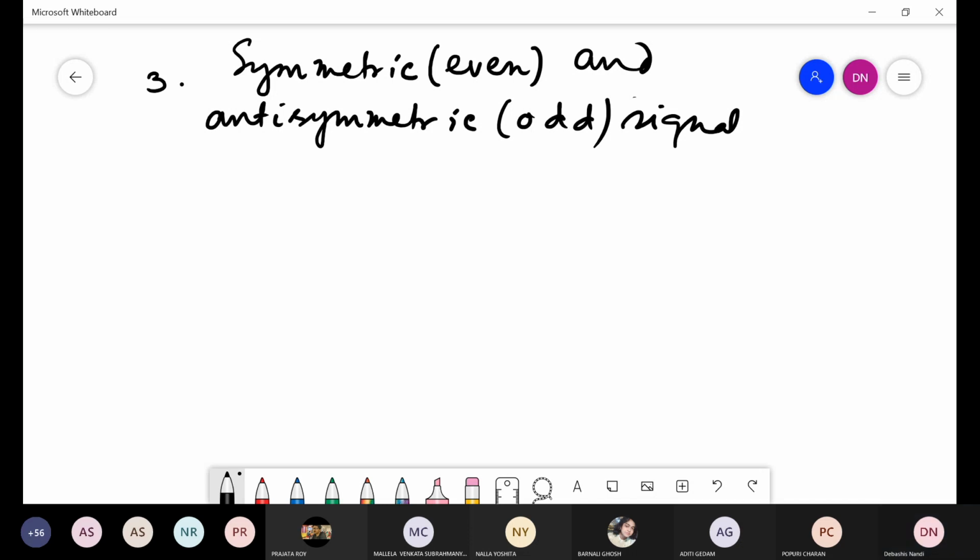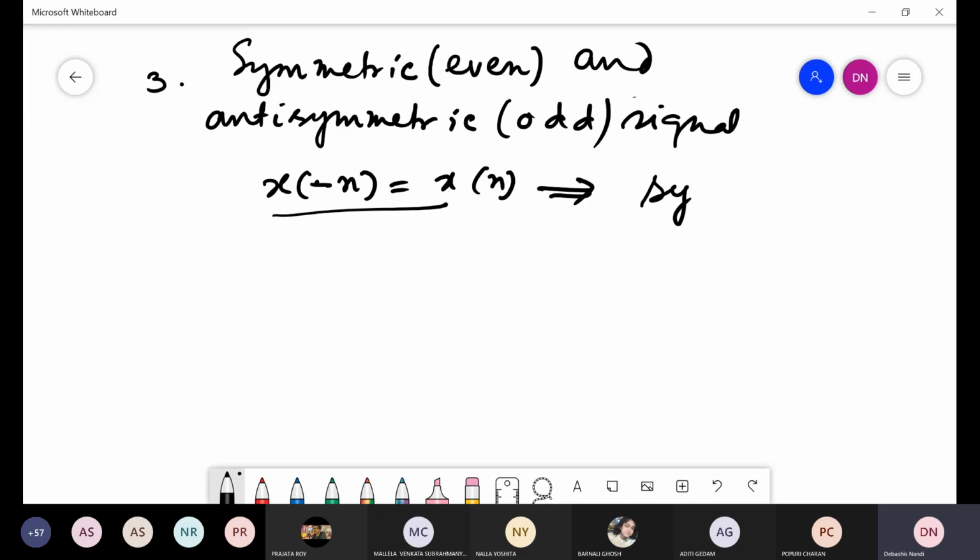So, symmetric signal and antisymmetric signal. All of you know that if x[n] is a signal and x[minus n] is equal to x[n], then I will say that this is a symmetric signal. A signal x[n] will be symmetric if this condition is satisfied. And if x[minus n] is equal to minus x[n], then it will be an antisymmetric signal.